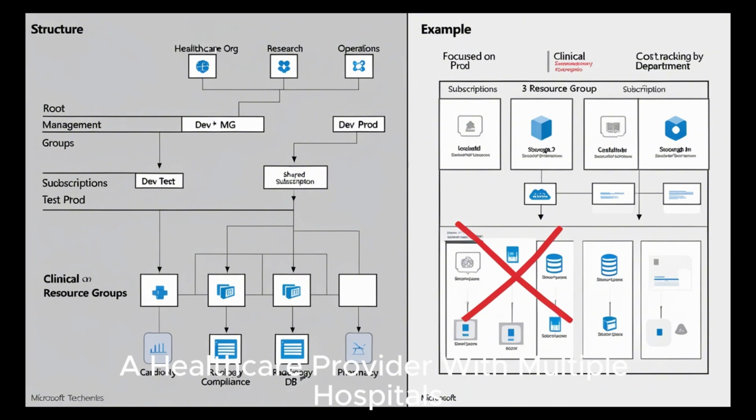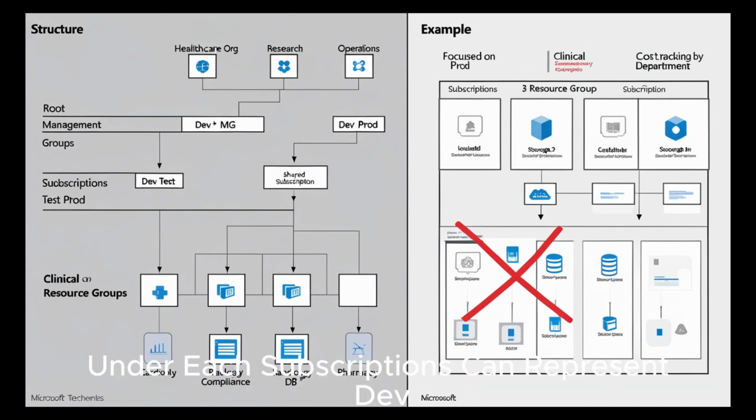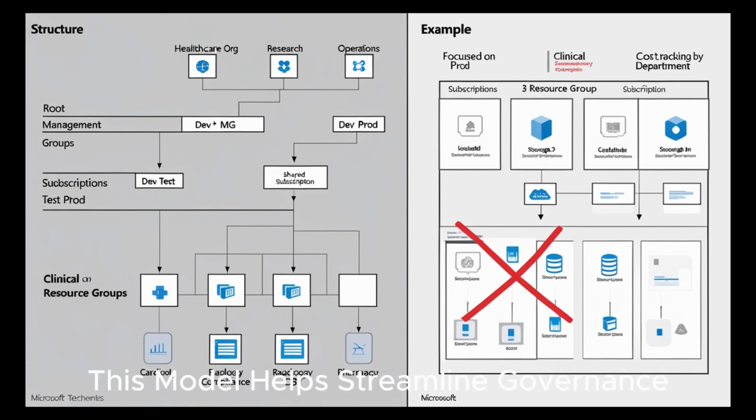For example, a healthcare provider with multiple hospitals could create management groups like clinical, research, and operations. Under each, subscriptions can represent dev, test, and prod environments for each business unit. This model helps streamline governance, billing, and policy enforcement.